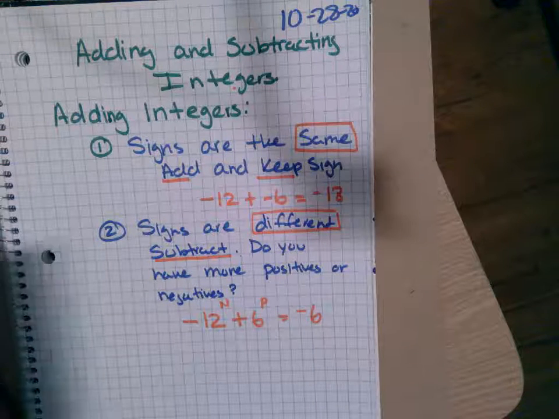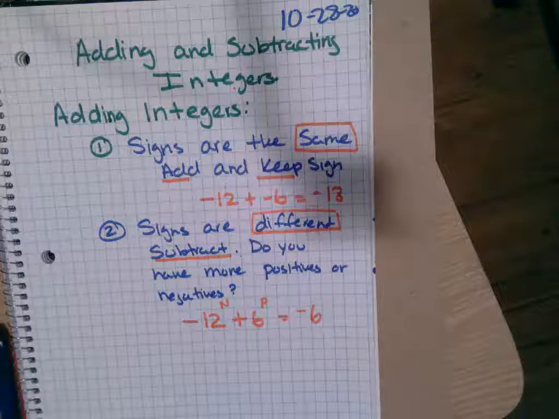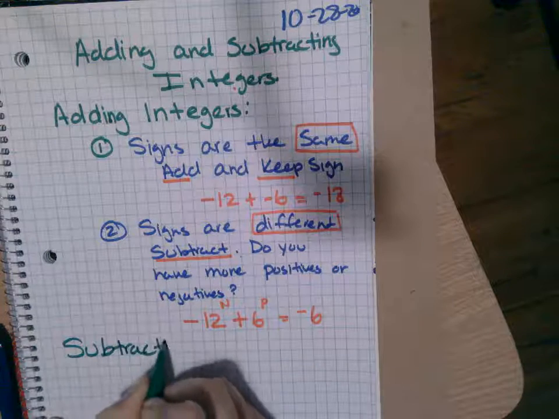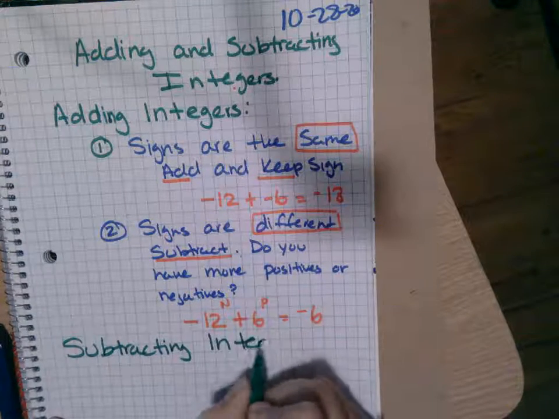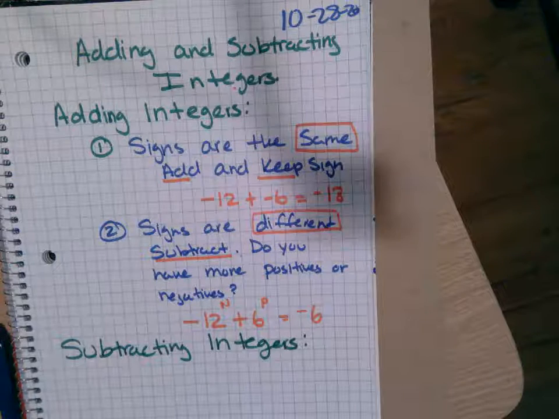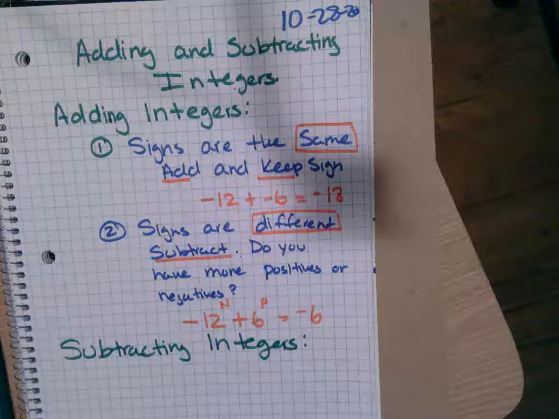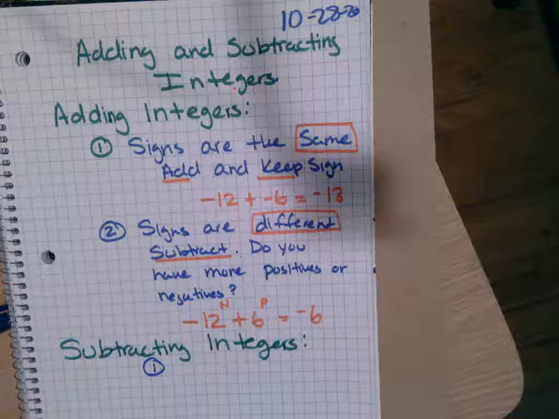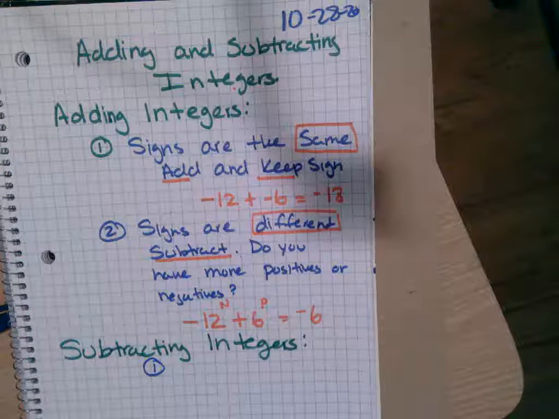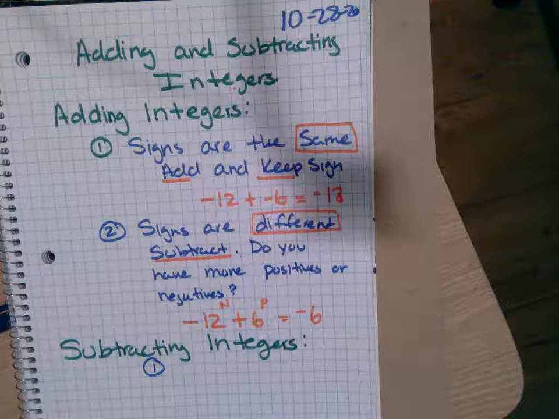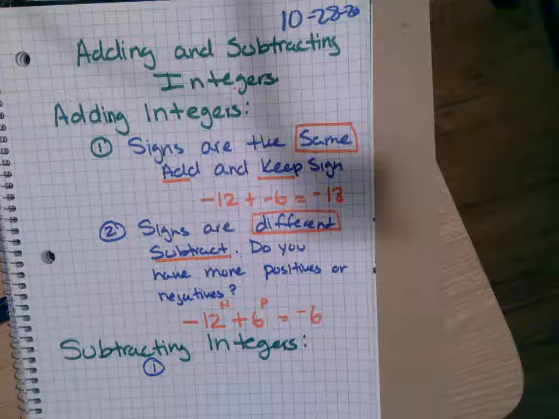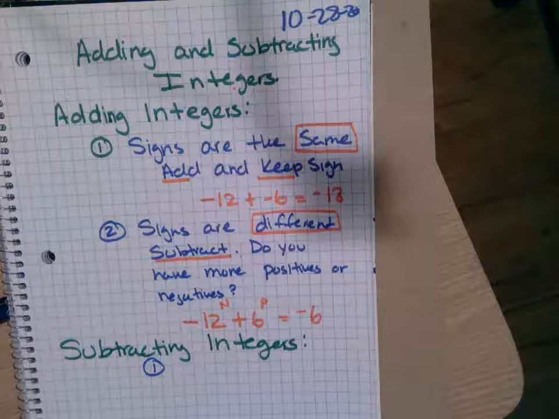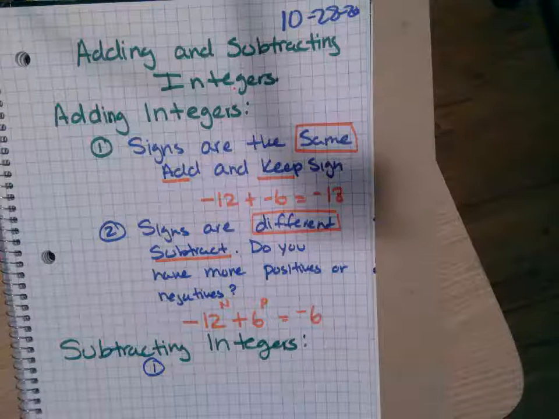What about subtracting integers? What are the rules for subtracting integers? Who can find the rules for subtracting integers? What's the first part of the rule? You turn the operation and the last number into the opposite. Right, the operation, and then the last number to its opposite. Good.